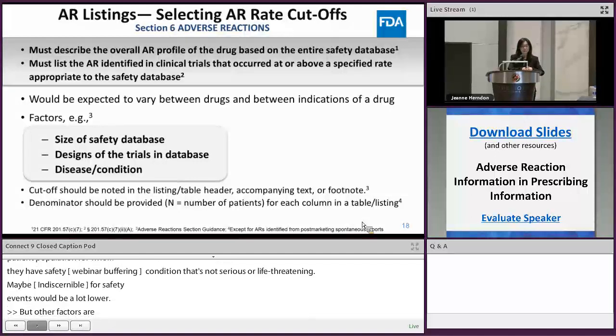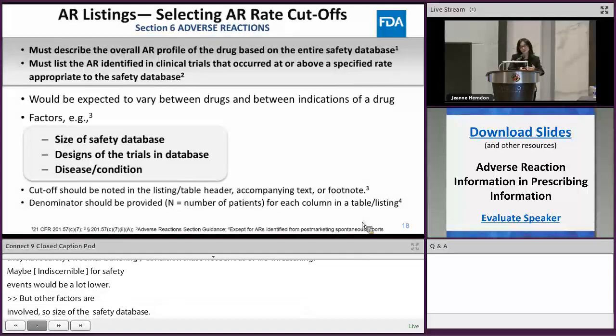And so you might have to lower your threshold, your cutoff a little bit to catch all of the potential adverse reactions. There's different considerations with that. Designs of the trial in the database, if you have a trial that's active controlled versus placebo controlled, we'll get into some of the considerations.